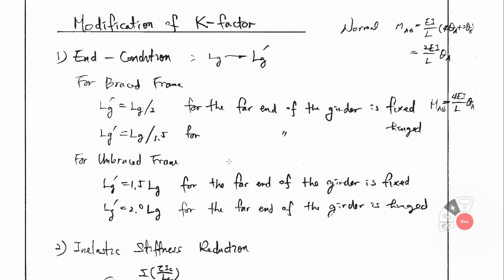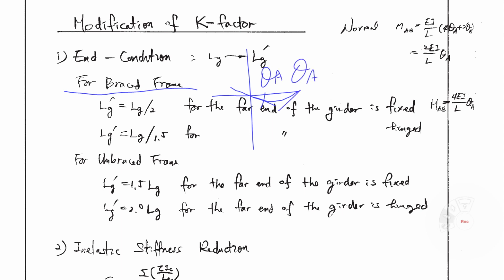So how to modify it? Let's look at the braced frame. If the far end of the girder is fixed, that means like that. In the braced frame, there is some derivation like that, right? This is theta A, and this is theta A, right? But how about this case? This far end of the beam is fixed. Then the angle shape must be theta A and 0. This is theta A. This is 0. Originally we assume like that, but we can have this special case.